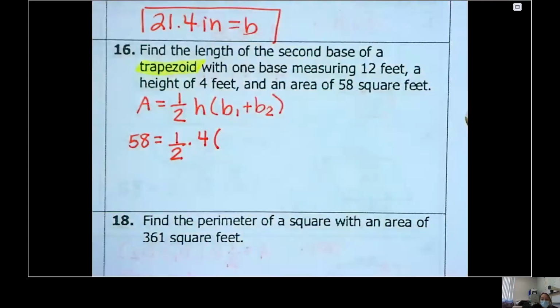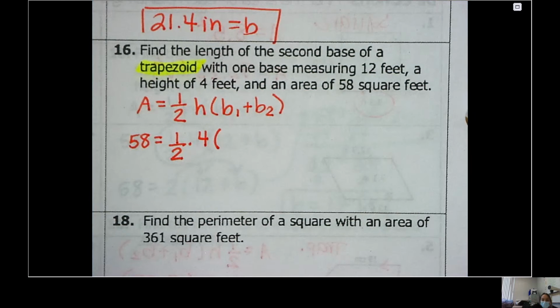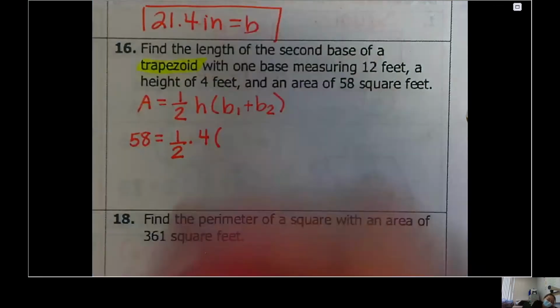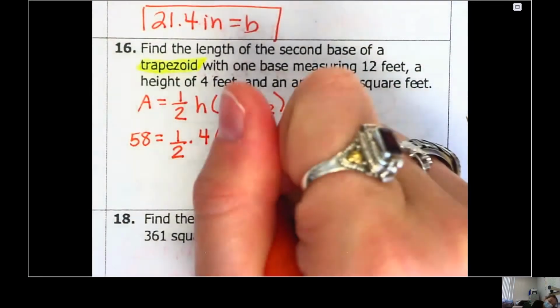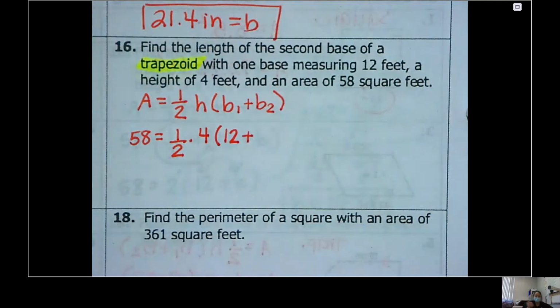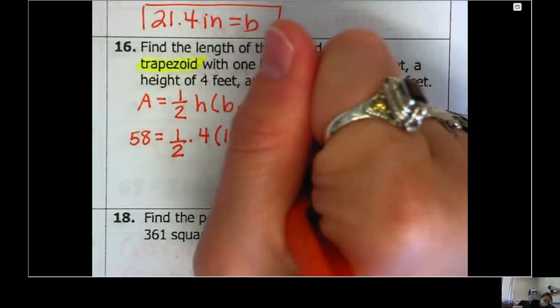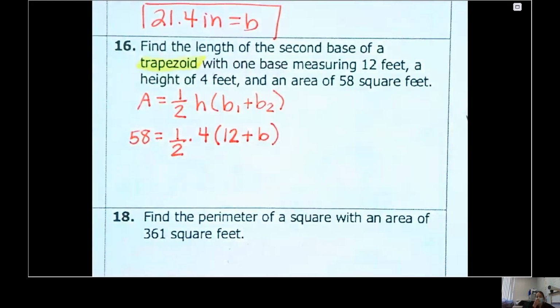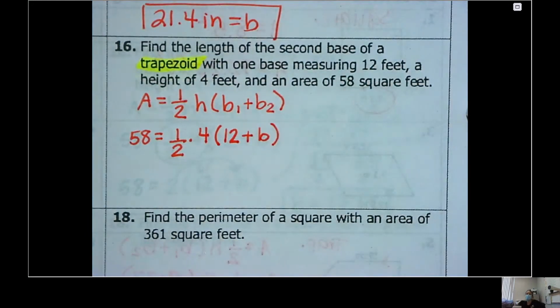Then I've got base 1 plus base 2. 12 is my first base. Do I know my second base? No. So what I'm going to do is, you can put it as B2. I'm just going to put it as B, because I don't want to get myself confused with the little B2. Base 2 just means the second base. You don't really need that little 2 there. Okay, now it's an algebra problem.